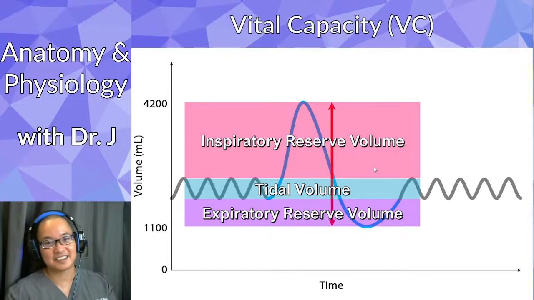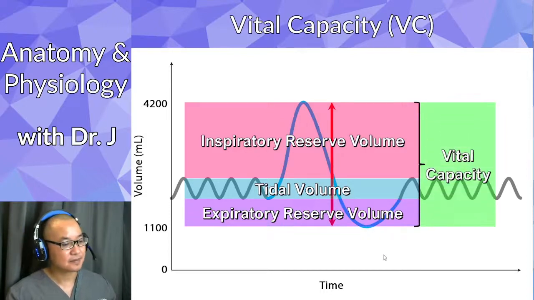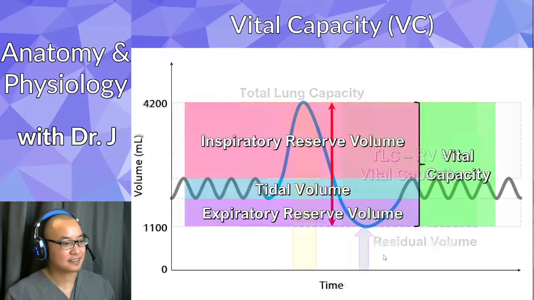I mean, you can calculate either way. So what I'm getting at here is that this vital capacity, you can calculate multiple ways. You can either add all these, the IRV, ERV, and tidal volume, or you can just take the maximum during forced inhalation and the minimum during forced exhalation. So that is your vital capacity.